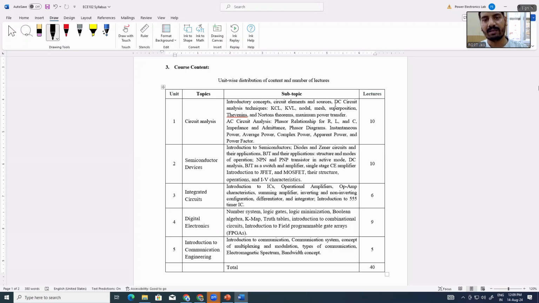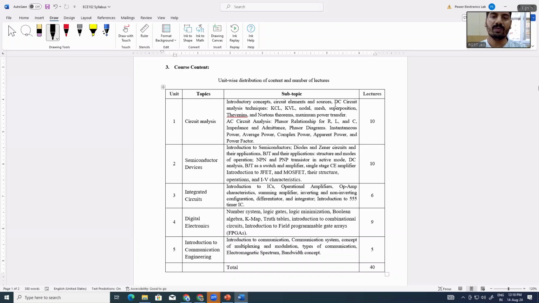Another category is active elements. In active elements, mostly you have to study semiconductor devices like diode and transistor. These are considered in the category of active elements, because they have some energy. That's why they are called active elements.